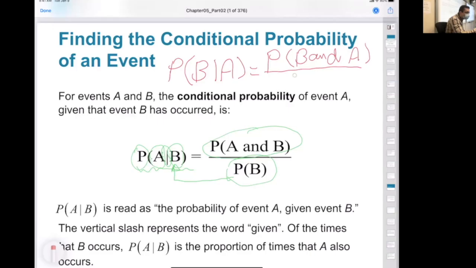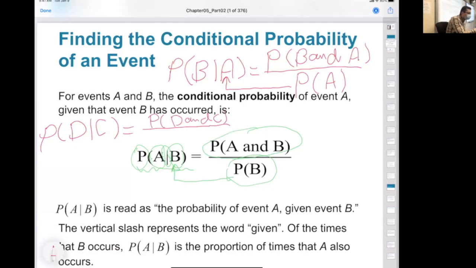So the probability of A. So look, we divided by what? The probability of given events. So this is the rule. Okay? So if you have another example, what is the probability of D given C? So the rule now will be the probability for D and C divided by the probability of C, the probability of given events, as you can see. So this is the rule, okay?